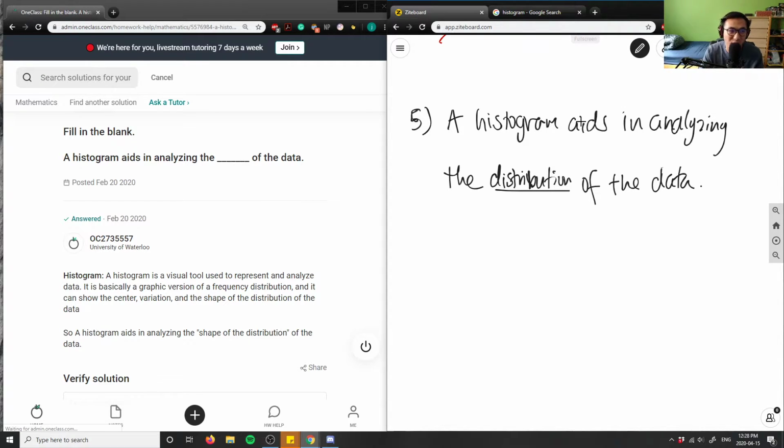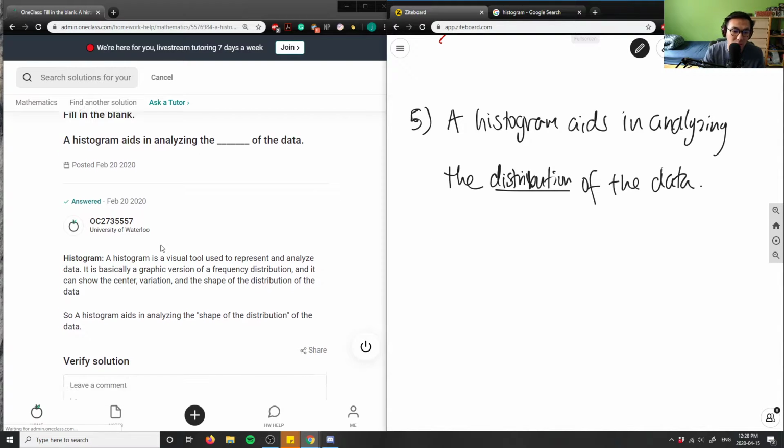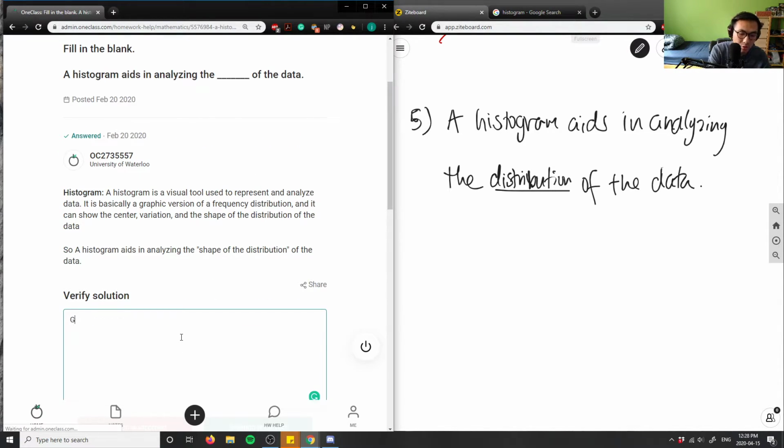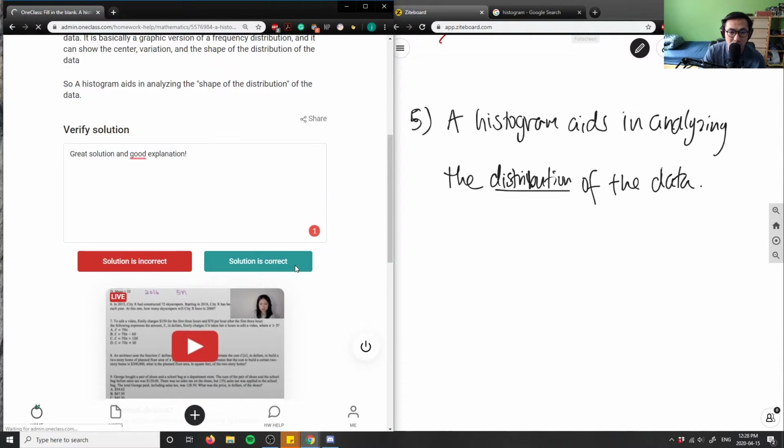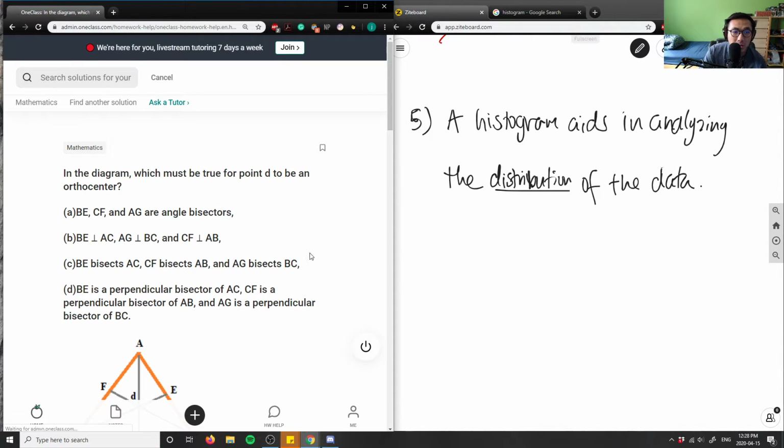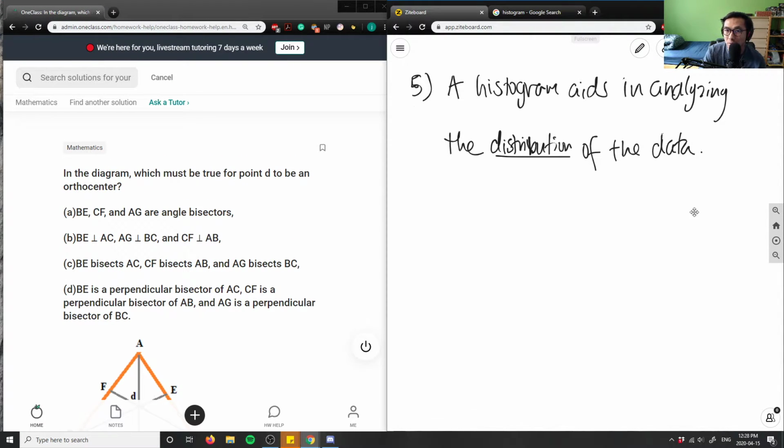Again, it's a very vague question because we don't know what this student is trying to ask here, but this here is a great answer in terms of what they're trying to look at. So great solution, and it's a good explanation. That's awesome. So that's that question over here. So solution is correct. Okay, another geometry question for us here.